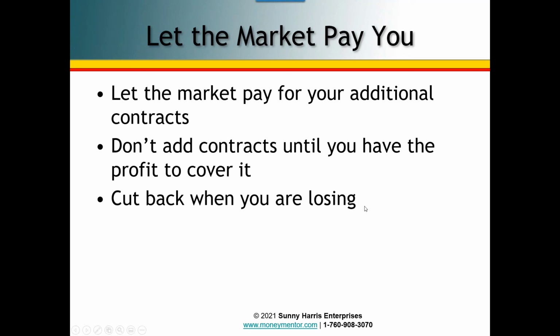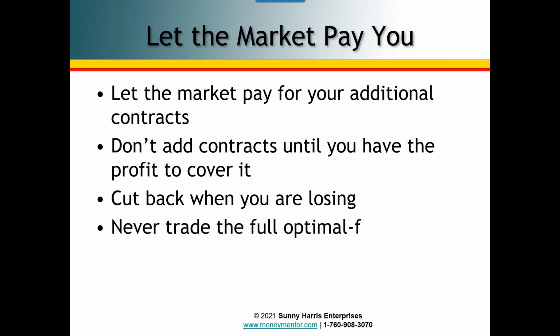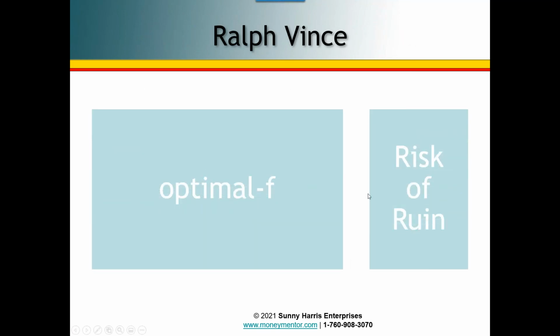You cut back when you're losing, but unlike Ralph's work, I never trade the full optimal F because the risk of ruin is 100%. At some point, you will lose all your money if you trade optimal F. I only use the Ultimate F, which is a very conservative compounding scheme, but you saw it works. So here we are, a little bit about Ralph Bentz. He created this optimal F, and the problem is the risk of ruin is 100% at some point.